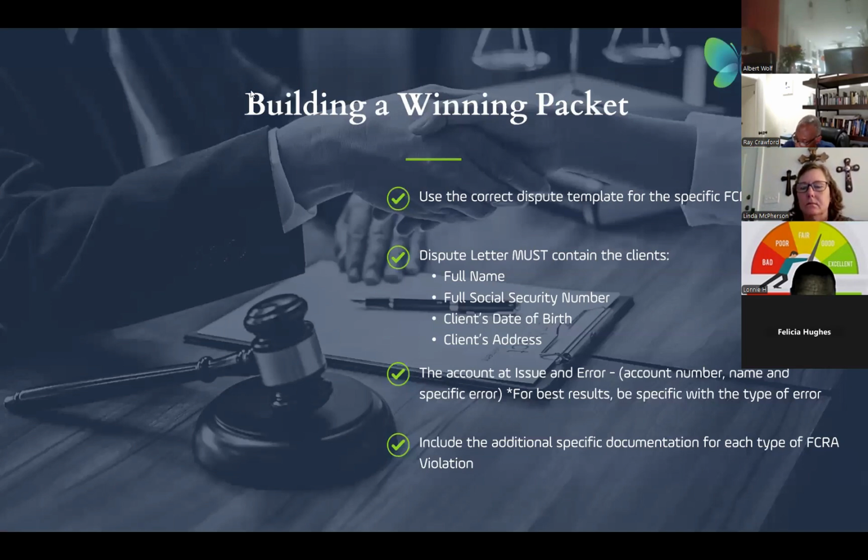The important things to know is when you're doing an FCRA violation, you need to use the correct disputing template for the specific FCRA violation. This is not a secret. The actual templates are provided by McCarthy, and I'll put it in the replay tomorrow. These are the same CRA violation templates that we use at Credit Butterfly in our software. But you don't have to use our software, obviously, to use their templates. So you can have these templates.